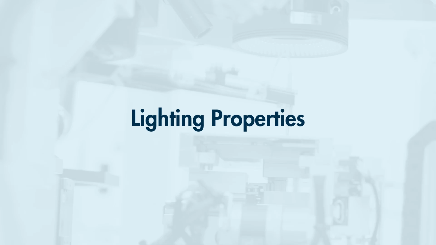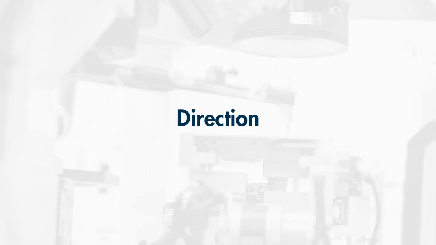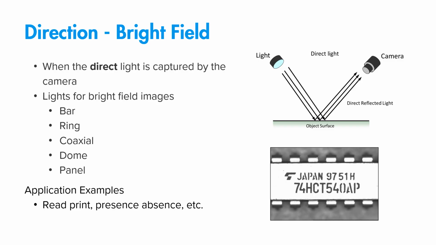So on to our lighting properties, starting with our direction. The first direction we're going to focus on is bright field. Bright field is when the light is reflecting down onto a sample and then being reflected off that sample, and most of it is going directly into the camera. That's when you get all of that white background.